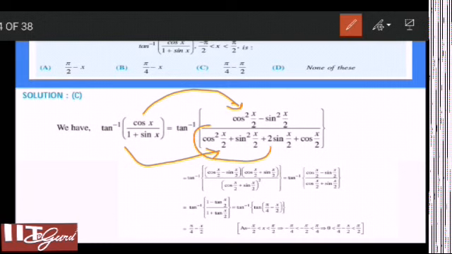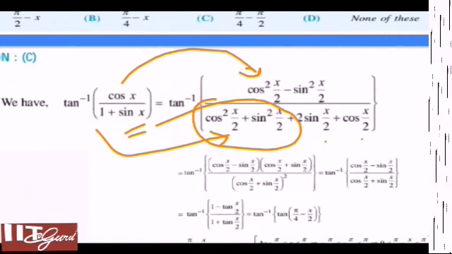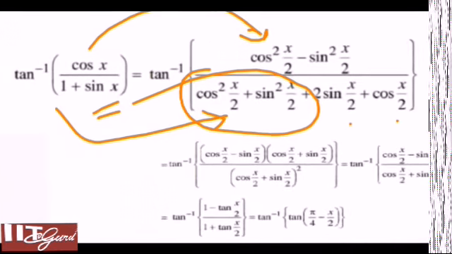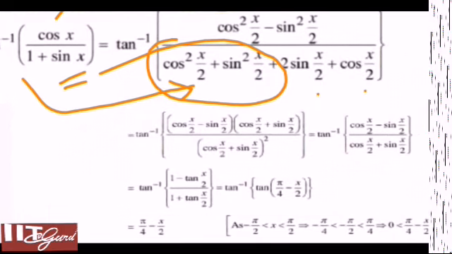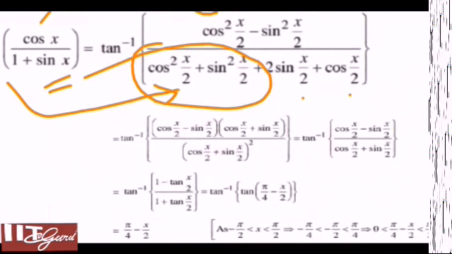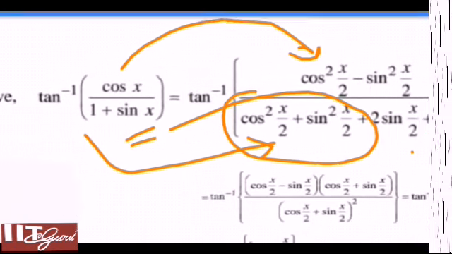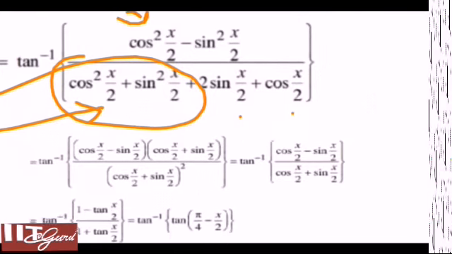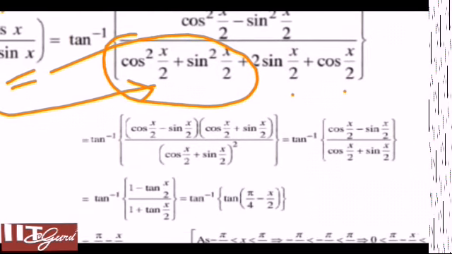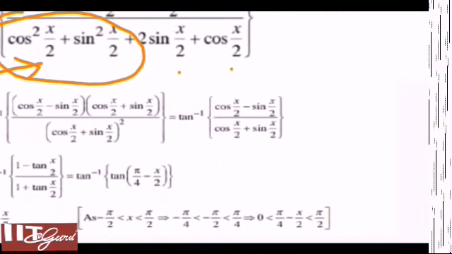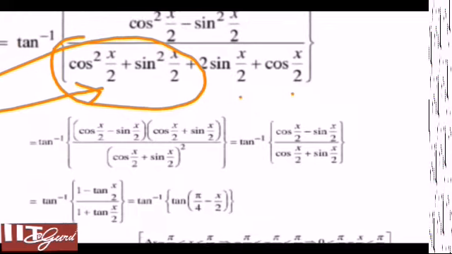By using the square difference formula, a plus b times a minus b, you note down: cos x by 2 minus sin x by 2 and cos x by 2 plus sin x by 2. And in the denominator, this result is a plus b whole square, a square plus b square plus 2ab. So that is a plus b whole square, and you find that one factor of them is common. So that is cos x by 2 minus sin x by 2 over cos x by 2 plus sin x by 2, inside tan inverse.